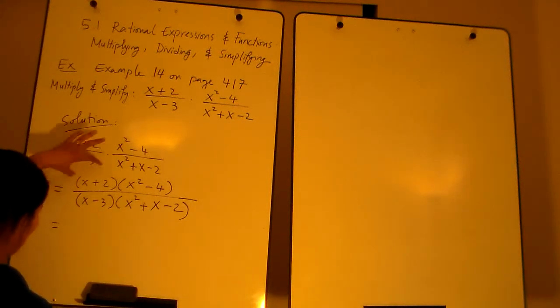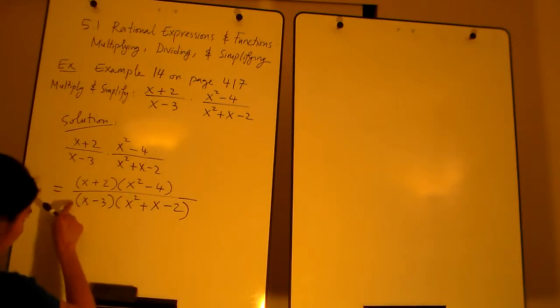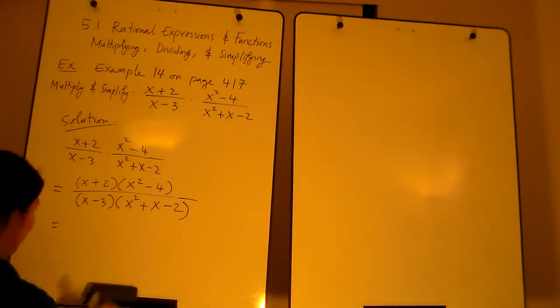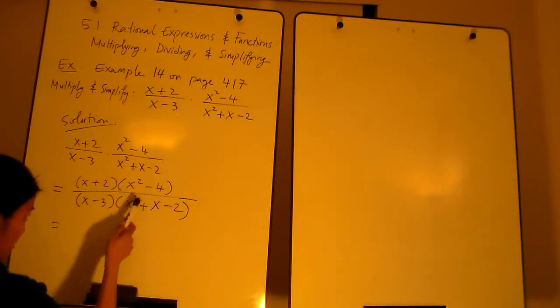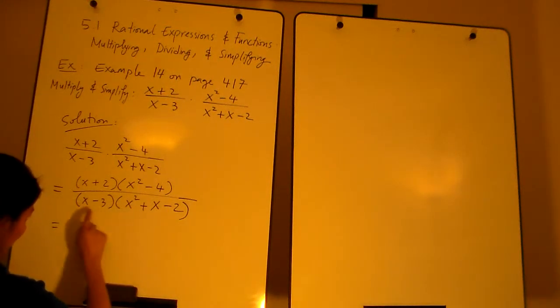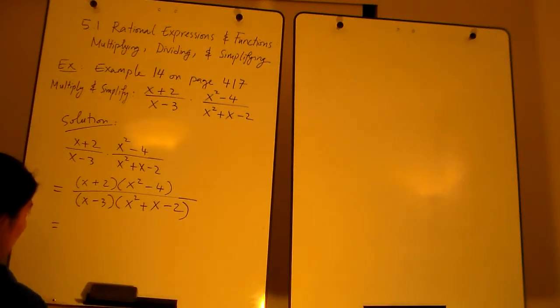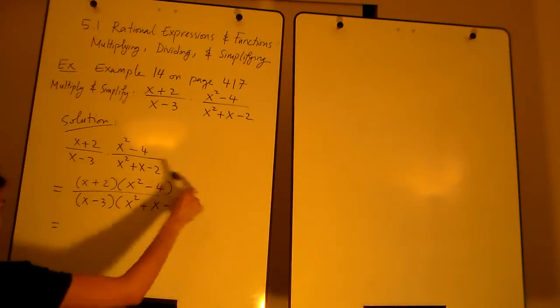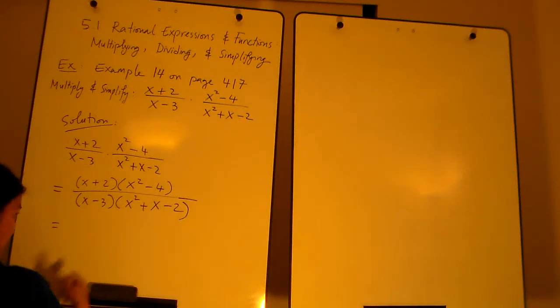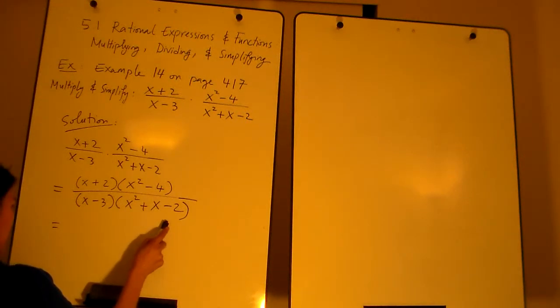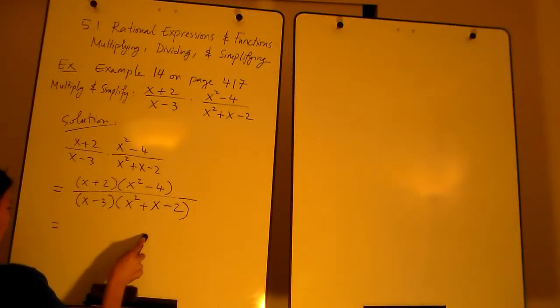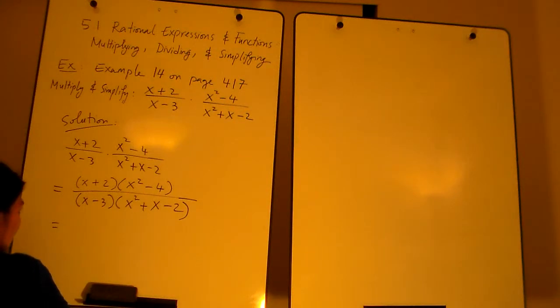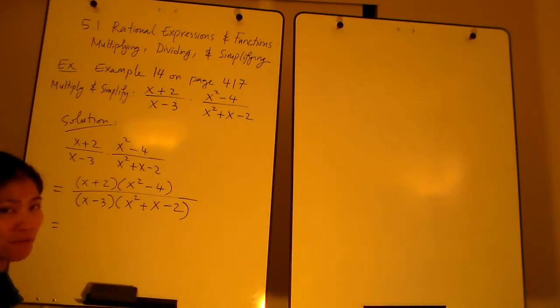Let's see this factor x plus 2. Is there x plus 2 in the denominator? No. How about this factor x squared minus 4? Is there a factor that looks like x squared minus 4 at the bottom? No. And you see the same thing at the bottom. This factor x minus 3 does not exist here in the numerator. And same thing, this x squared plus x minus 2, this factor right here does not exist in the numerator. It looks like there are no common factors, right?